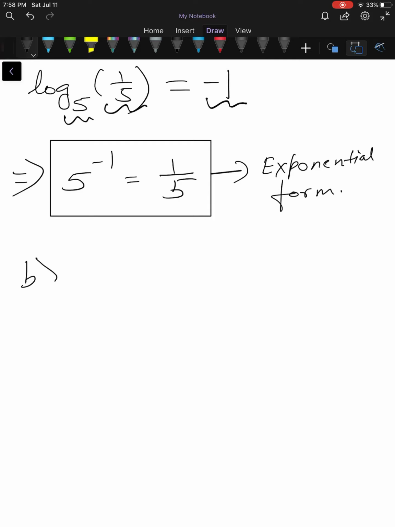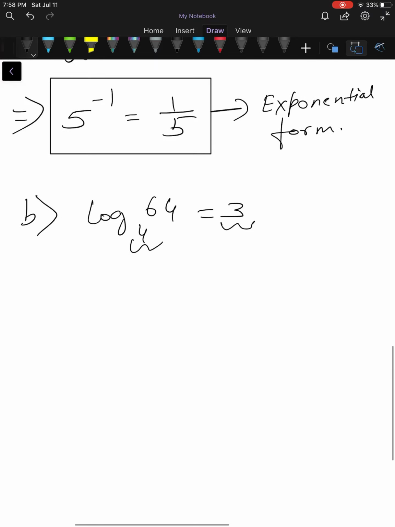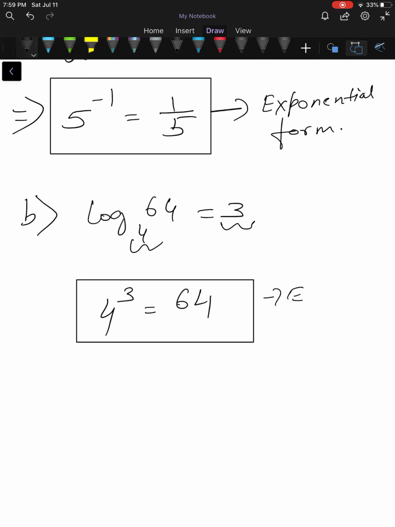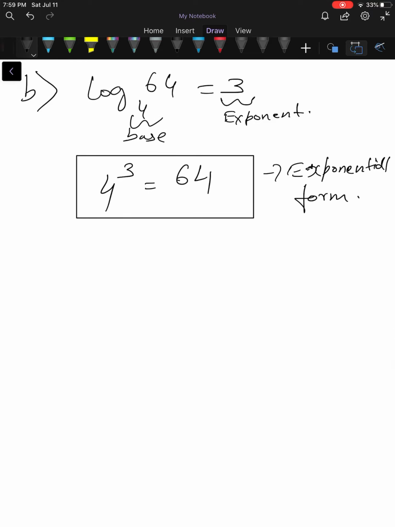There is a second part of the equation as well. So now B, that is log of 64 is equal to 3 to base 4. So this is 4 and this is the exponent, right? So 4 cubed is equal to 64. This is the exponential form. Base and exponent. By definition, this would be the exponential form of the given logarithmic form.